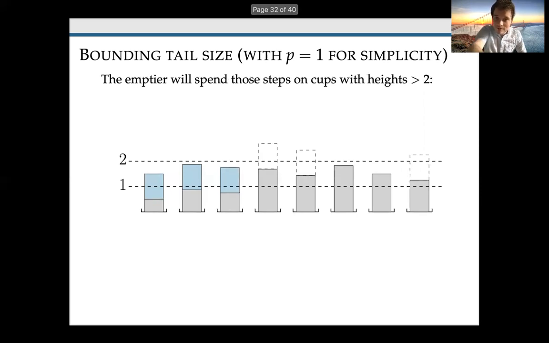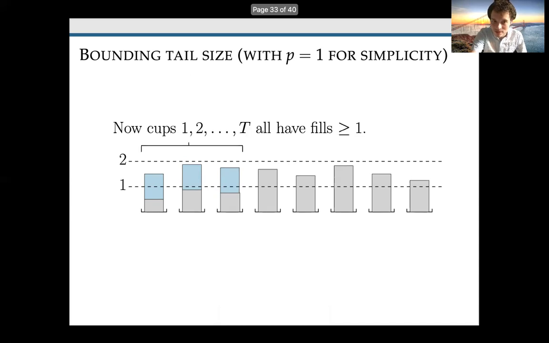Well, the emptier is going to focus on the cups that have fills greater than 2, because the emptier is greedy on those cups. And so the emptier is not going to undo any of the cups from 1 through T that we pushed above. We pushed their fills above 1. So now what's our situation?